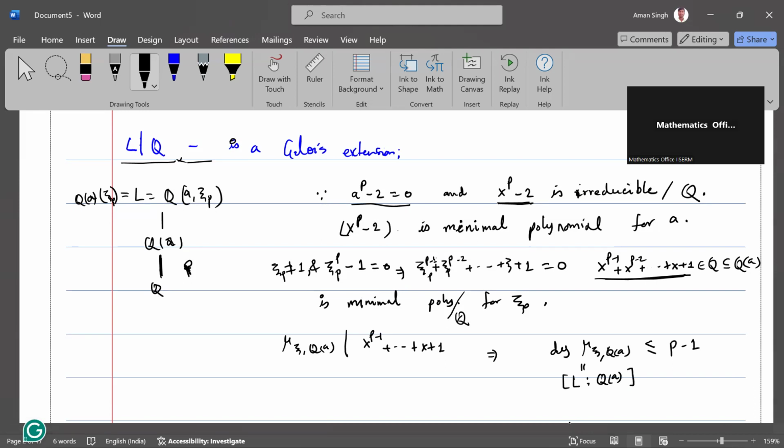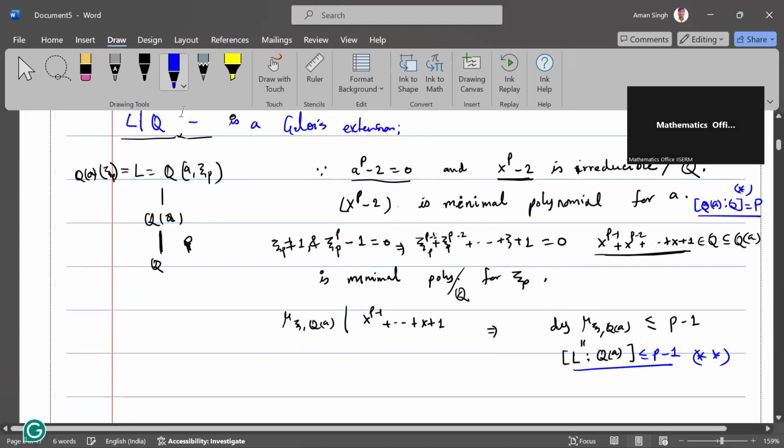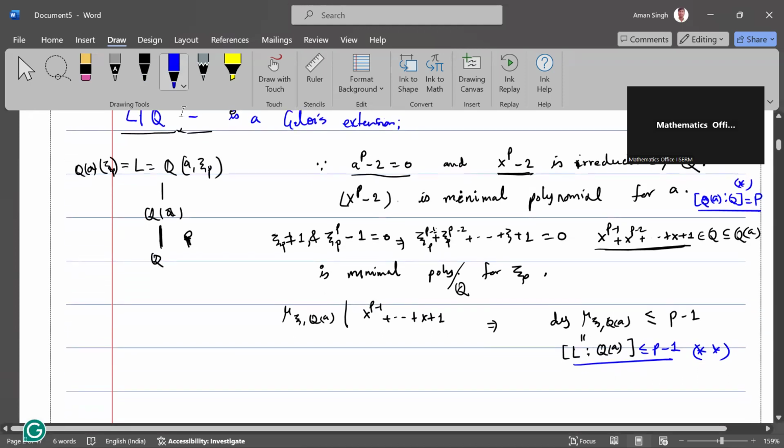So we got two equations. First one is that from here, Q(a) over Q is exactly equal to p, and from here this is less than or equal to p minus 1. So it will be used after a few minutes. Now, this degree of extension is less than or equal to p minus 1.